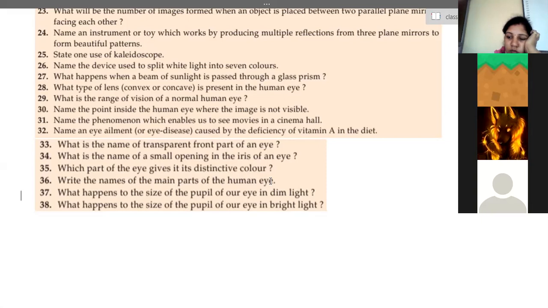Write the names of the main parts of the human eye. Ma'am, iris, retina, lens, pupil. Cornea. So outermost is the cornea, then iris, then pupil, then lens, then ciliary muscles, then behind it the retina, and nerve endings. Optic nerves.